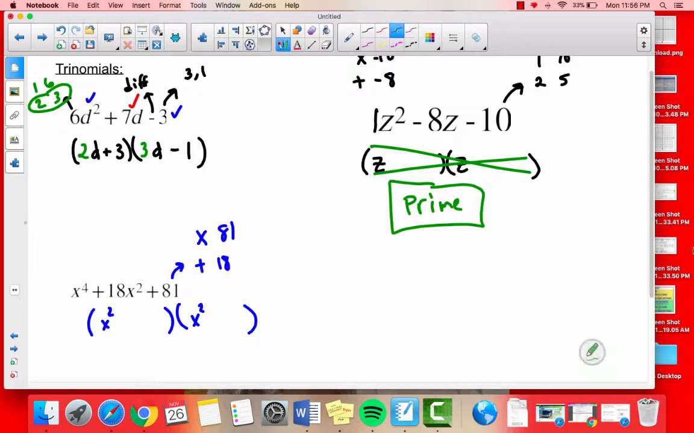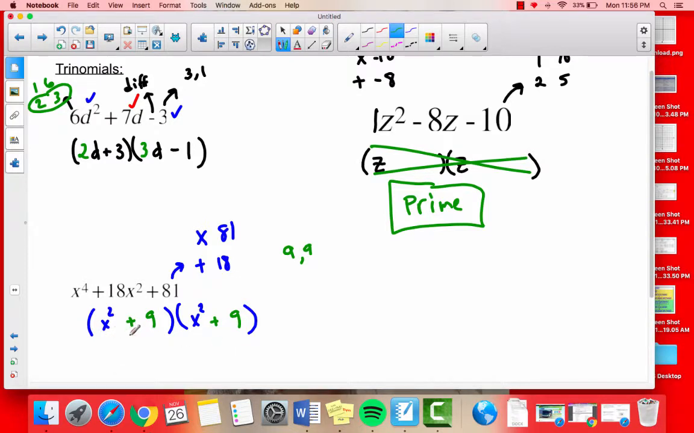So the easiest factors that I could use would be 9 and 9. So I'm going to go ahead and plug the 9s in here. 9 times 9 is 81, and 9 plus 9 is going to get me 18. So now I've factored it.